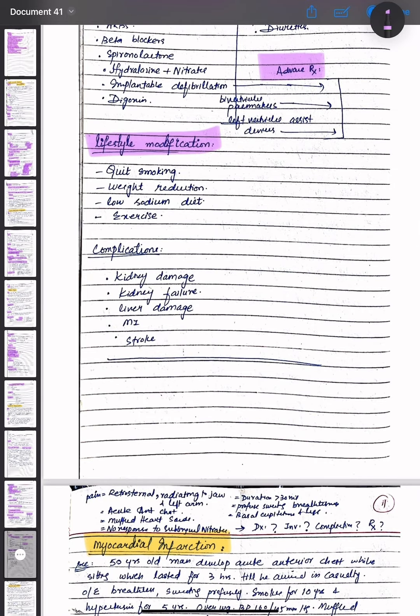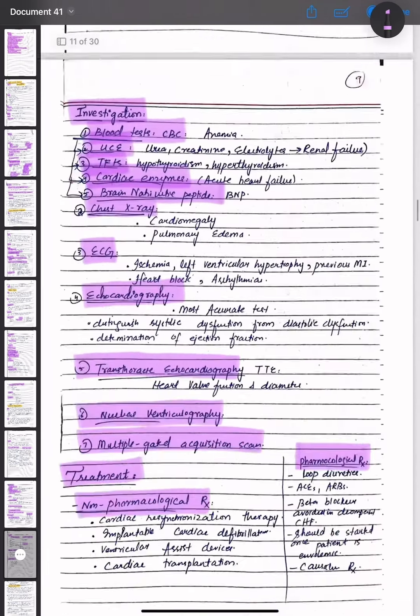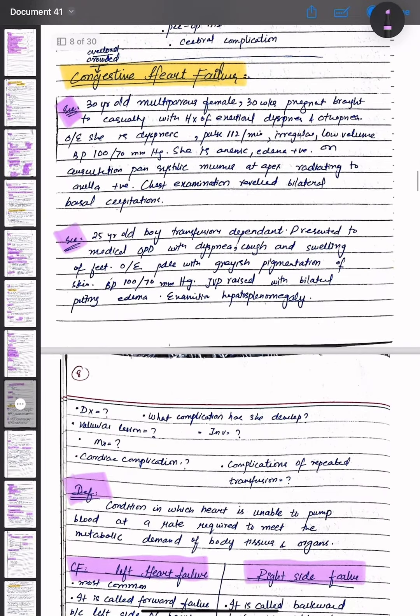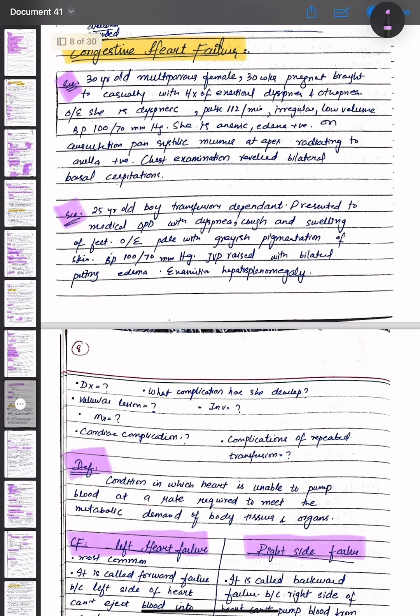The complications are kidney damage, kidney failure, liver damage, and MI, stroke. So we have discussed congestive cardiac failure, that is overloaded or crowded heart. Then we discussed the scenario that there is a 30-year-old multiparous female, 30 weeks pregnant, brought to casualty with a history of exertional dyspnea and orthopnea.